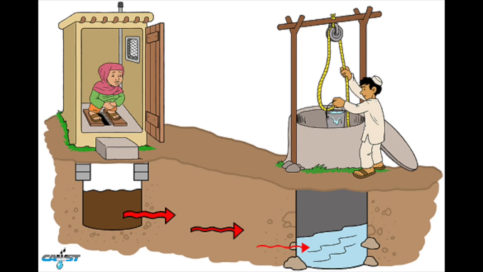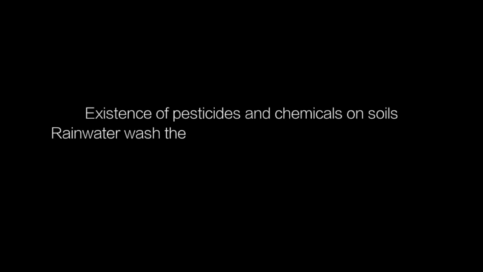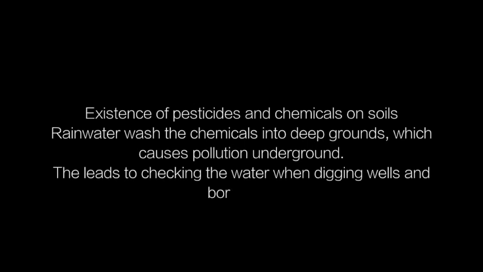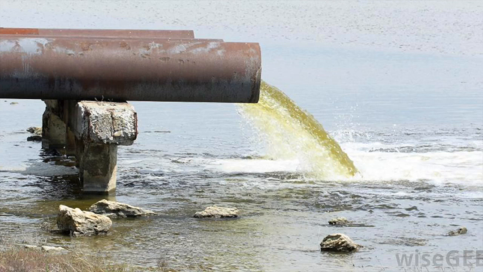Groundwater pollution. Pesticides and chemicals exist on soils. Rainwater washes the chemicals into deep ground, which causes pollution underground. This leads to the need to check the water when digging wells and boreholes.